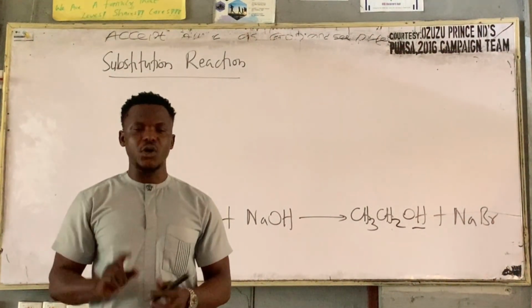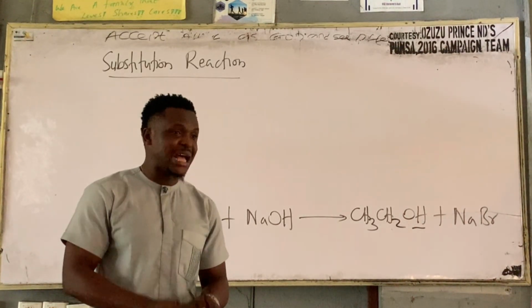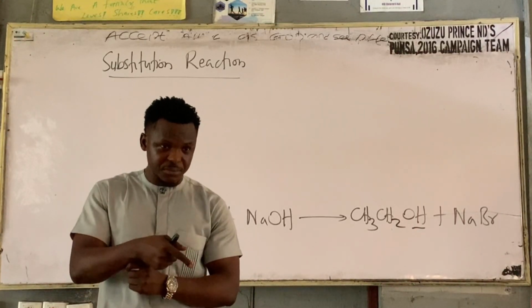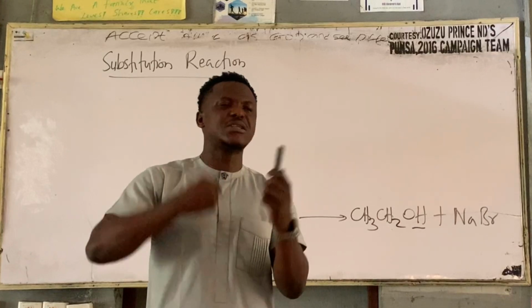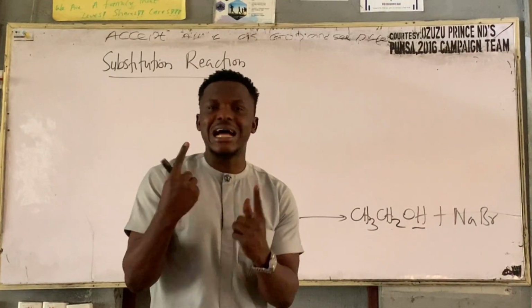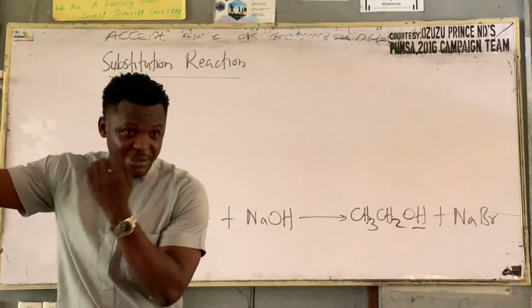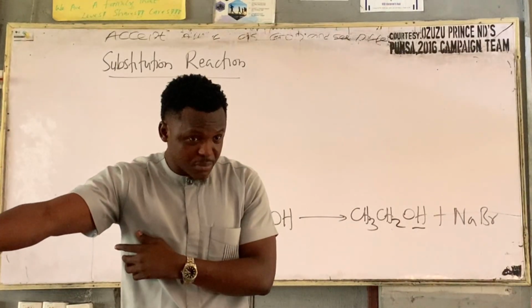Every substitution reaction, be it electrophilic or nucleophilic, must have a leaving group, what is being removed for something else to come in. Now, what determines the type of substitution we are going to have is what is coming in. If what is coming in is a nucleophile, that is, something that has a negative sign, that type of substitution becomes nucleophilic substitution. I repeat.